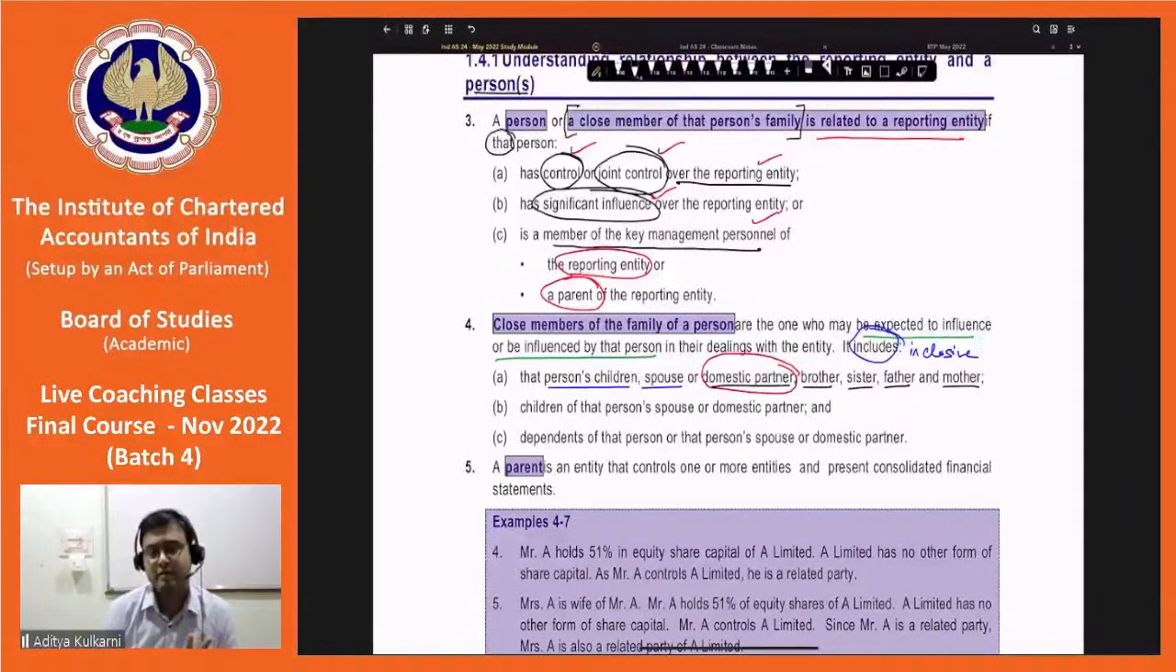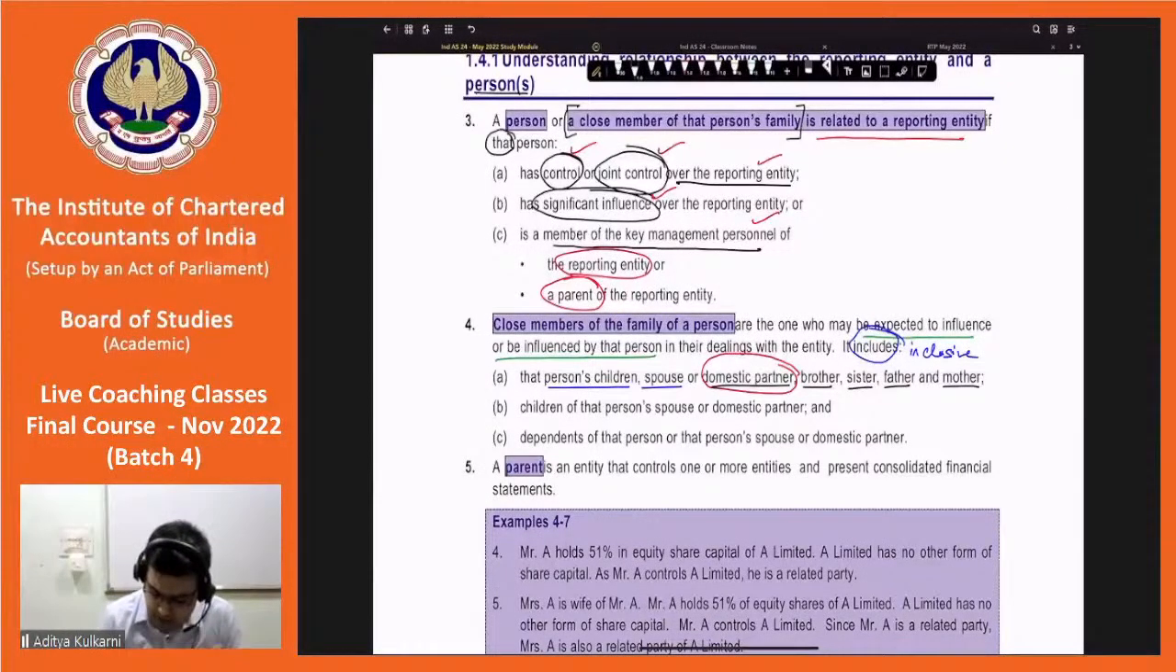Again, we are coming from outside. It may be difficult to digest, but you have to understand that domestic partners could mean two persons of the same gender living together. It's definitely more than a friend. So two males or two females, when they live together, they become domestic partners. If that person has control or joint control, his or her domestic partner also will be related to the reporting entity.